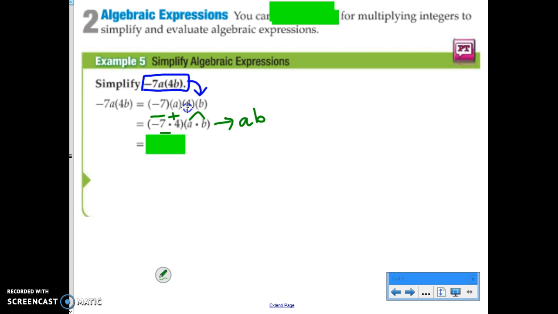So negative 7 times a positive 4 gives me a negative 28, and I know a times b can be represented as ab. So negative 28ab is my answer.